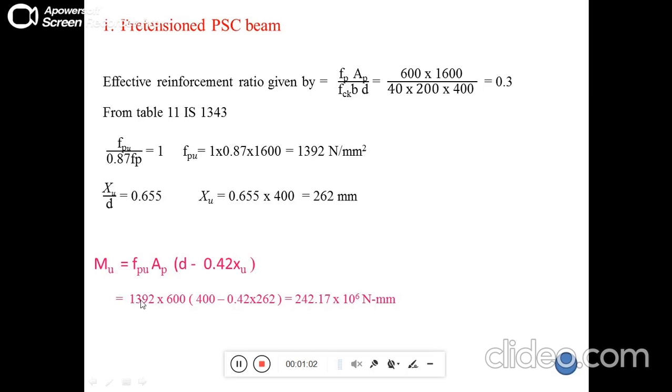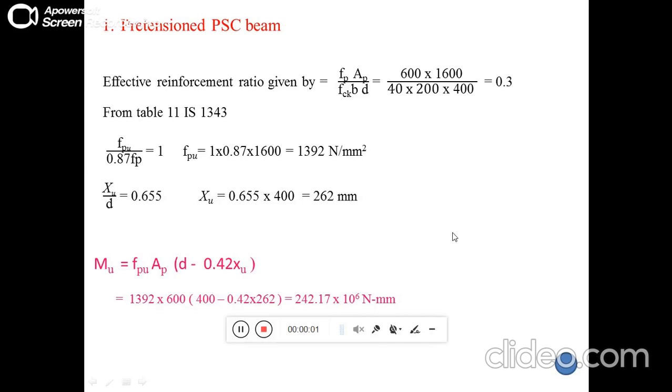It's already calculated, and AP is 600, area of pre-stressing steel. Depth is 400, calculated already, and 0.42 into XU is 262. So the answer is 242.17 into 10 to the power of 6 Newton mm. So this is the flexure strength of the beam.